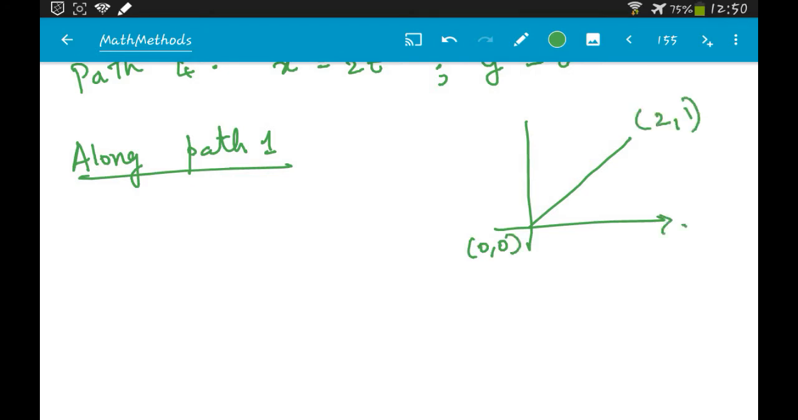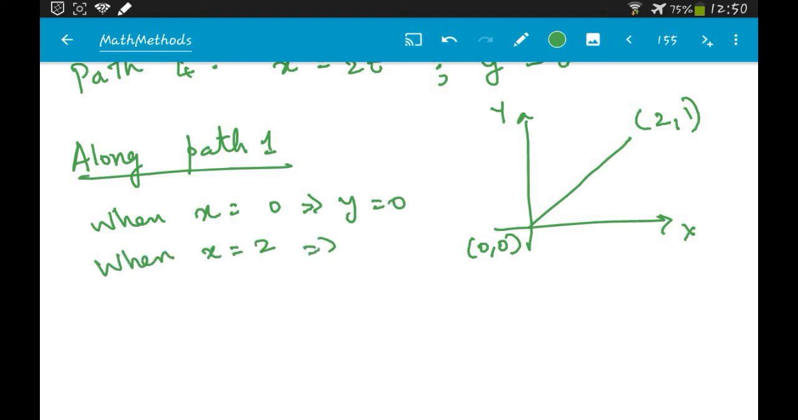If this is your x, this is 1. For this straight line, what is the equation of the line? When x is 0, y is 0, and when x is 2, y is 1, and this is a straight line with no intercept. So the equation of the line would be y equals x by 2. Therefore dy will be dx by 2.